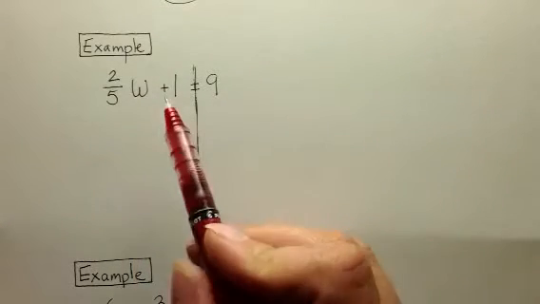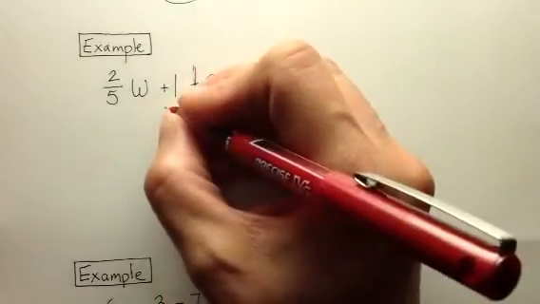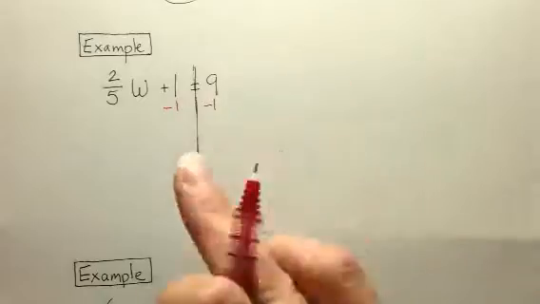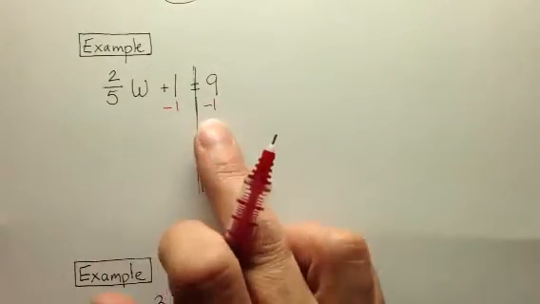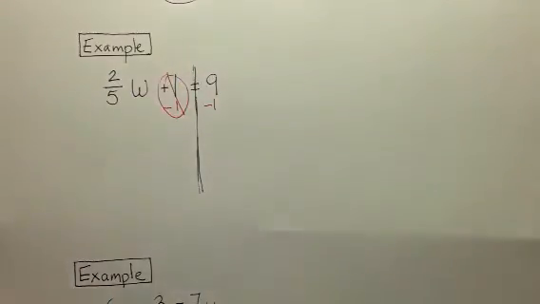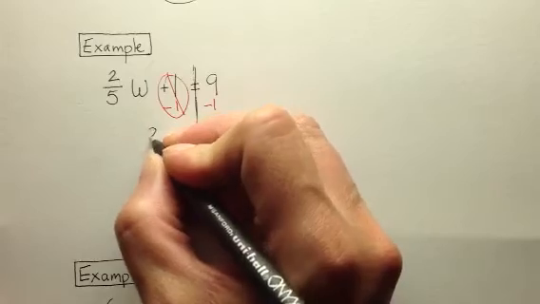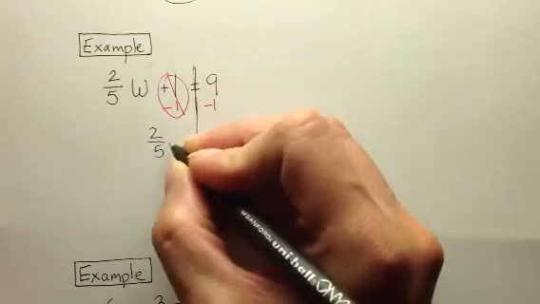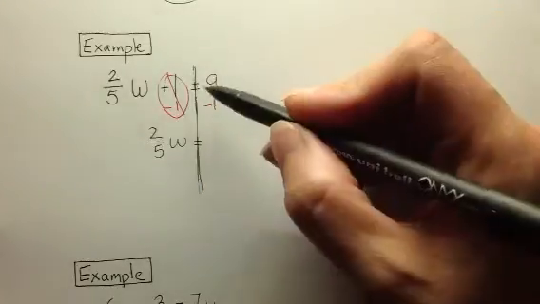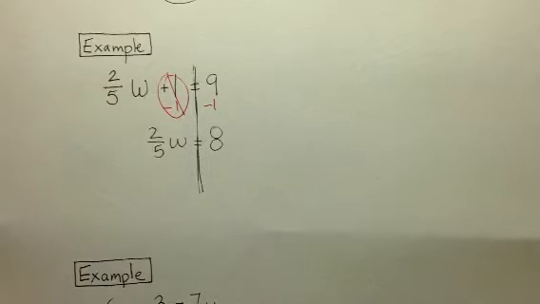Let's move this 1. So the opposite or inverse of addition is subtraction. My subtraction property of equality says to keep it equal, I have to subtract both sides. So here I get 0. My identity property of addition says if I add 0, that's not going to do anything. So I'm just left with 2/5 of w equals 9 minus 1 is 8. Okay, so I have one more step here to solve.